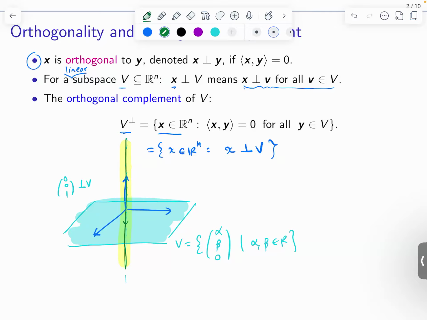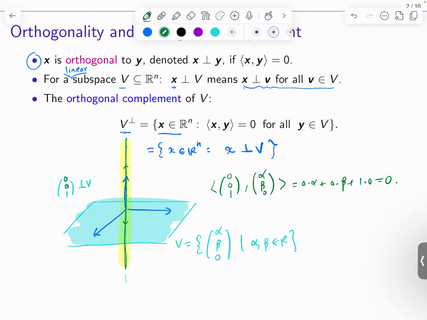So for any vector, it doesn't matter which way you go, it's going to be orthogonal. The reason is easy: the first two coordinates would be 0 and the last coordinate on this one is 0. So when I take the inner product of, for example, (0, 0, 1) with (alpha, beta, 0), I get 0 times alpha plus 0 times beta plus 1 times 0, which is 0. You can take the inner product and see that it would always be 0. Okay? So this is perpendicular.